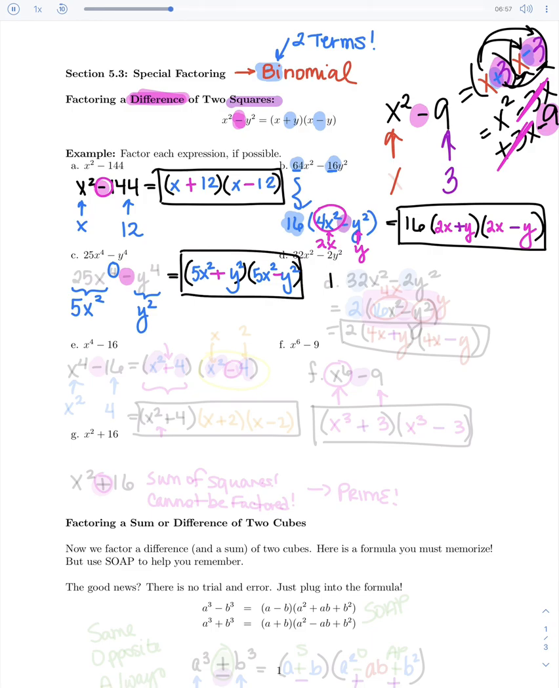Let's take a look at D. In D, we've got 32x squared minus 2y squared. And what do we notice? They're both divisible by 2. And we'll factor out a 2. And let's see how that helps us, if anything, because we have to do our GCFs first. When we have a 32 and a 2, they're both divisible by 2.